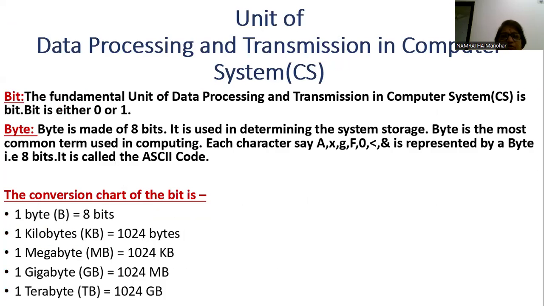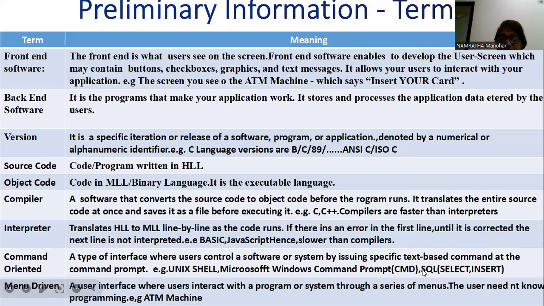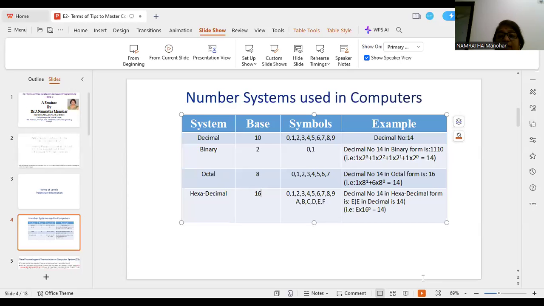Now, what is the unit of data processing and transmission in the computer system? The fundamental unit is the bit. A bit means either 0 or 1. Since the data is very long and we cannot keep on saying 0, 1, 1, 0 like that, we have a unit called byte. A byte is made of 8 bits. It is used in determining the system storage. So that means we have system storage for 1 bit, and 8 bits will be 1 byte.